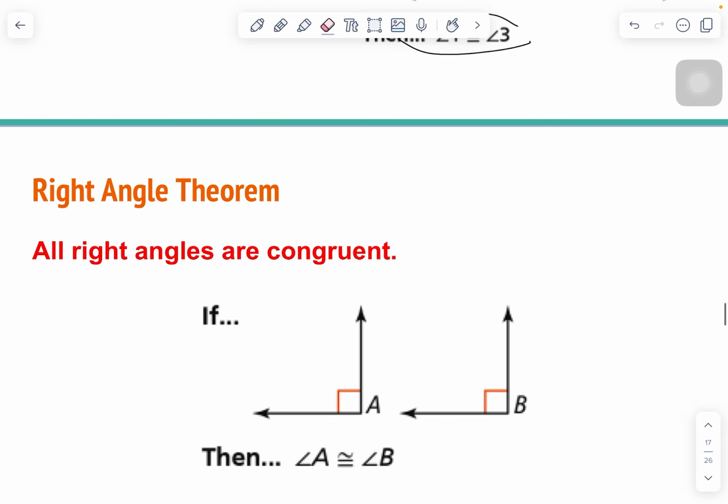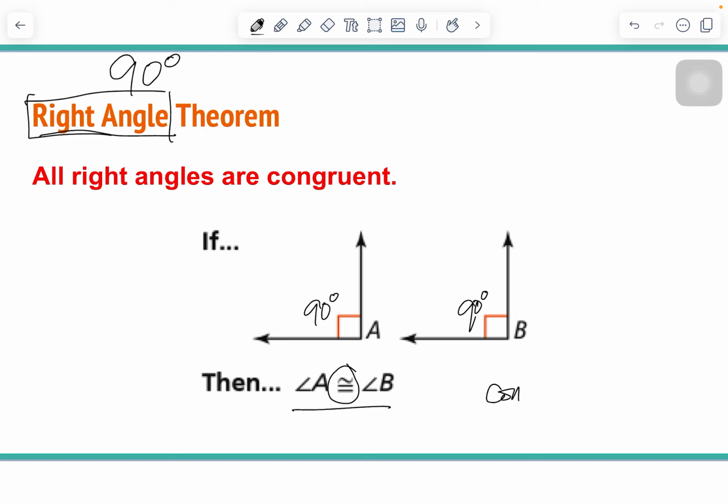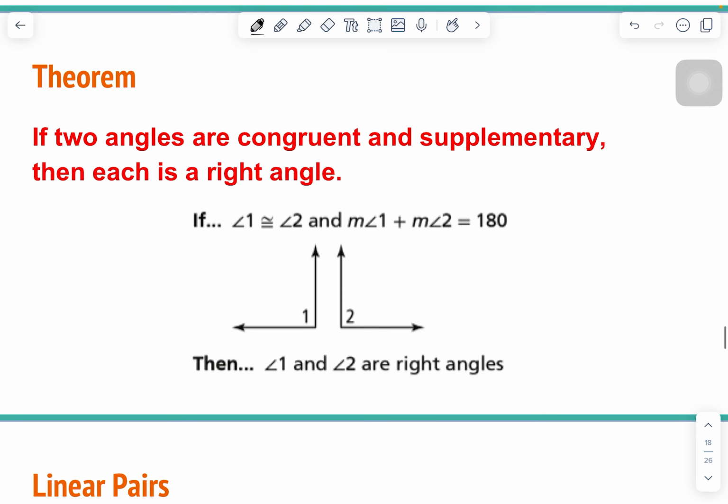Next, you have here the right angle theorem. So if we say right angle, what's the measure of the right angle? Right angle has a measurement of 90 degrees. So if this is 90 degrees and this is 90 degrees, therefore they are congruent. Well, it will not change. It will always be 90 degrees for right angle. So that means all right angles are congruent. Next theorem, if two angles are congruent and supplementary, then each is a right angle.